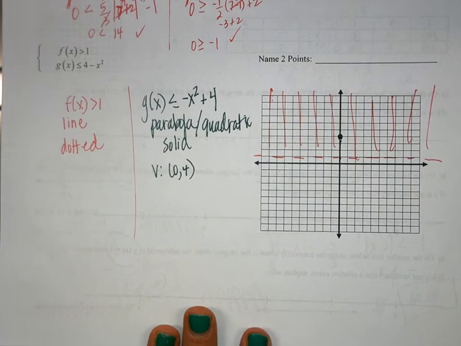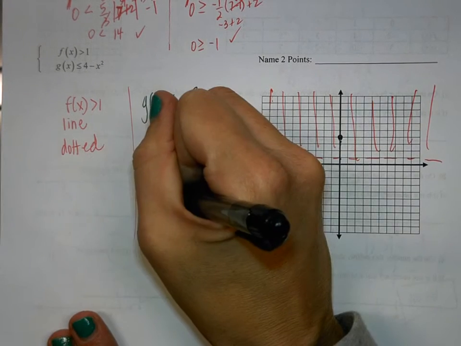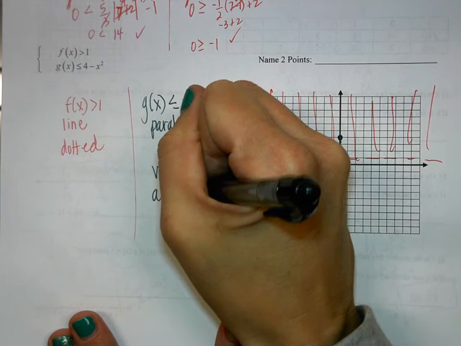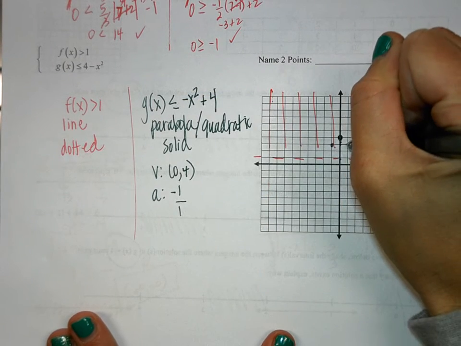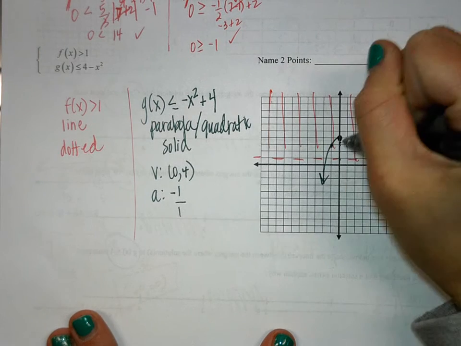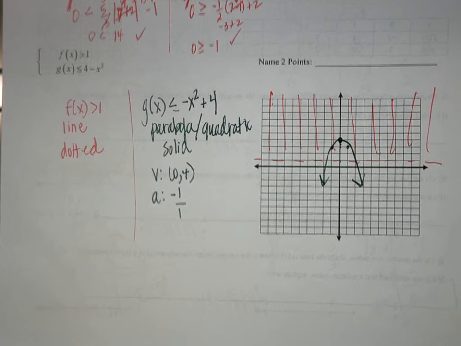So when we're graphing this one, we're going to go 0 and then up 4. And this parabola, is it going up or down? Down, and what's my a value? 1. So it's like negative 1 over 1. So from here, I'm going to go down 1, right 1 in both directions. Now, we're not making it perfect, okay?